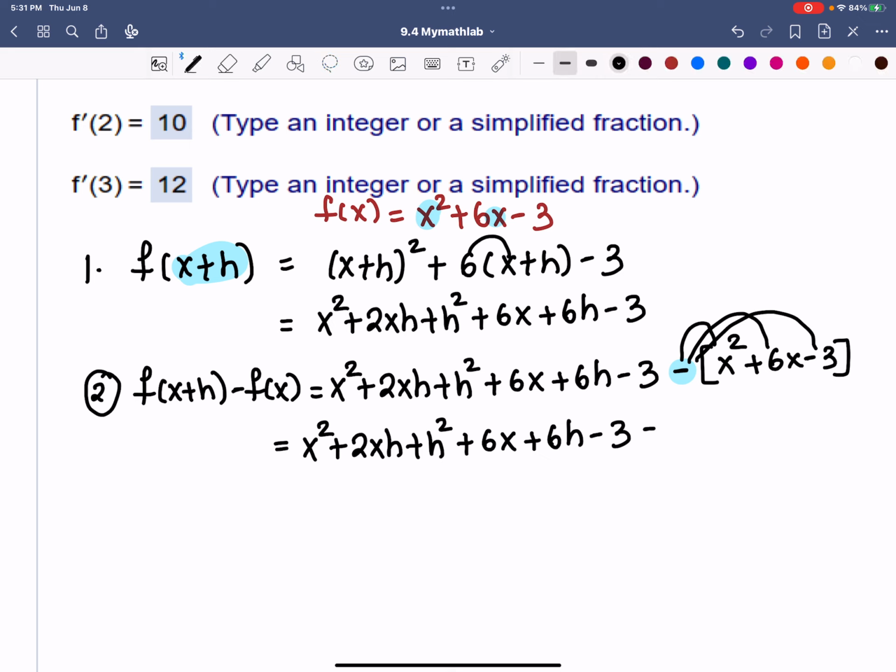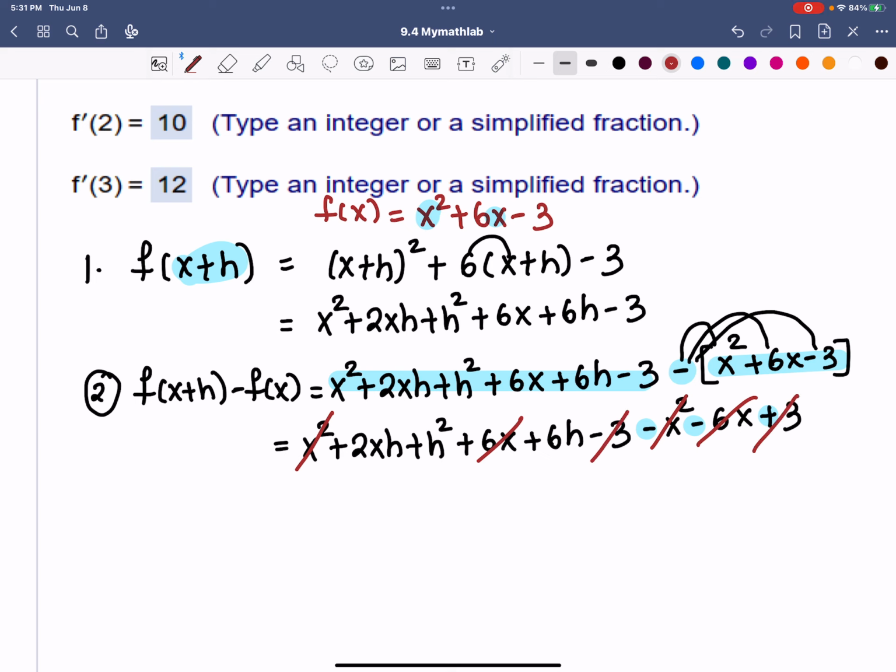Minus x squared, distributing it, minus 6x plus 3. So what I did was, this is my f of x plus h minus f of x. I distribute the minus sign and rewrite it. Now that I've rewritten, let me see if I can cancel anything. Boom, boom, x squared gone. 6x gone. 3 gone.